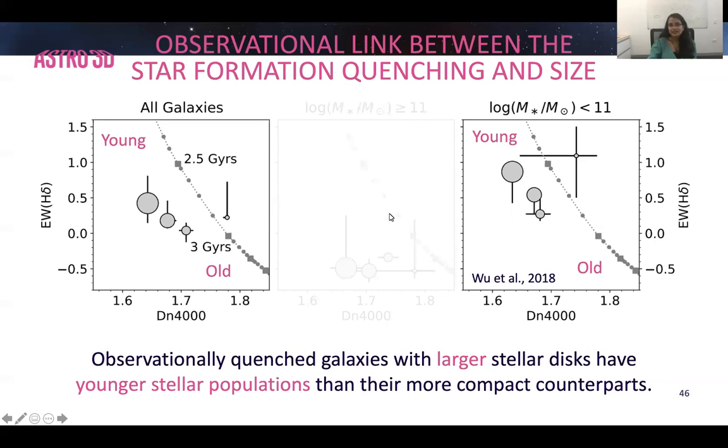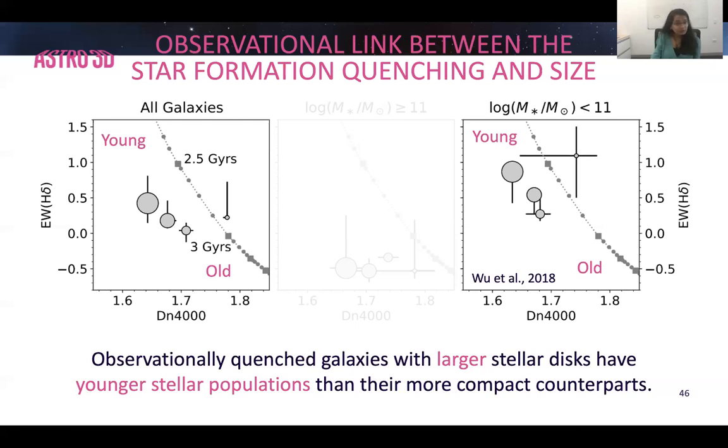Sorry, I wanted to just mask this panel because our analysis, our Illustris sample, is very similar to their low mass sample, because we are also removing all galaxies above 10^11, because TNG100 does not have significant galaxies above that stellar mass range at redshift 2. So basically, once we mask out that high mass sample, their observations almost align with what we are finding in simulations: quenched galaxies with larger stellar disks have younger stellar populations than quenched galaxies with more compact stellar disks.